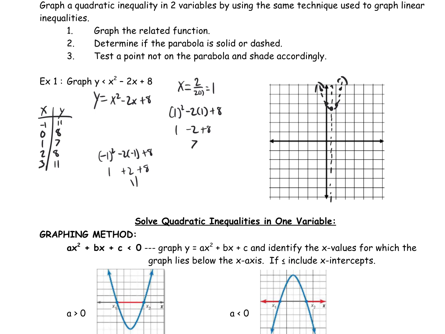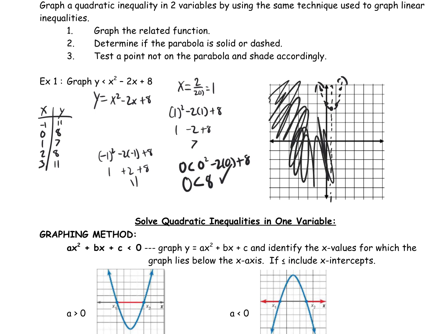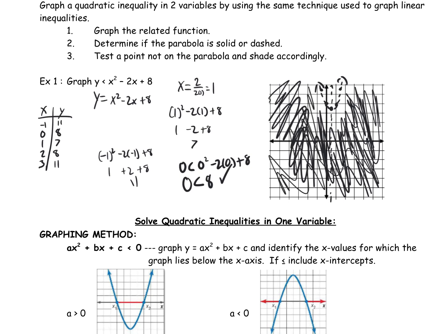The easiest test point to take is always just going to be 0, 0. So as long as 0, 0 is not on the parabola, use 0, 0 as your test point. So 0 is less than 0 squared minus 2 times 0 plus 8. 0 squared is 0. Negative 2 times 0 is 0. So all that's left is 8. So 0 is less than 8. So we are going to shade the side that has 0, 0 on it. So that is this side that is outside of the parabola. So it is below it and it is all around it. Everything that is not inside the parabola is getting shaded.